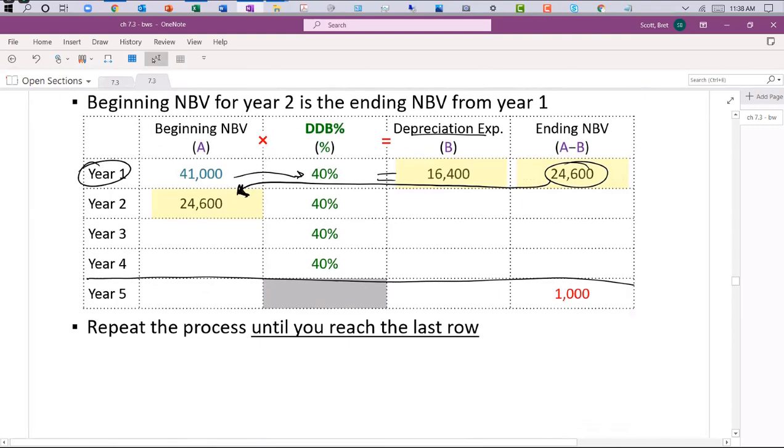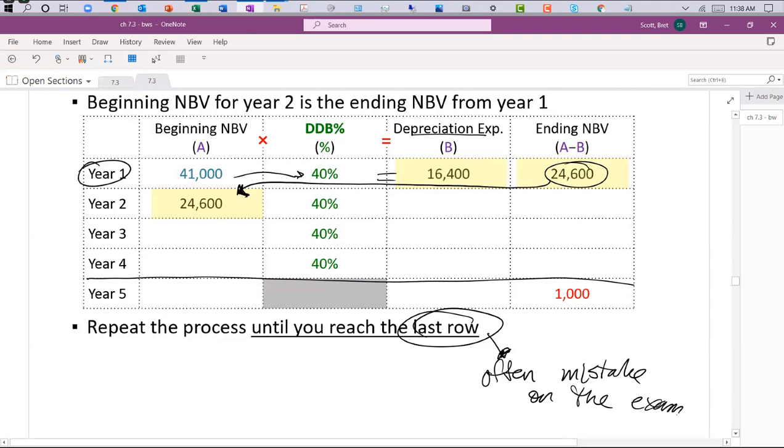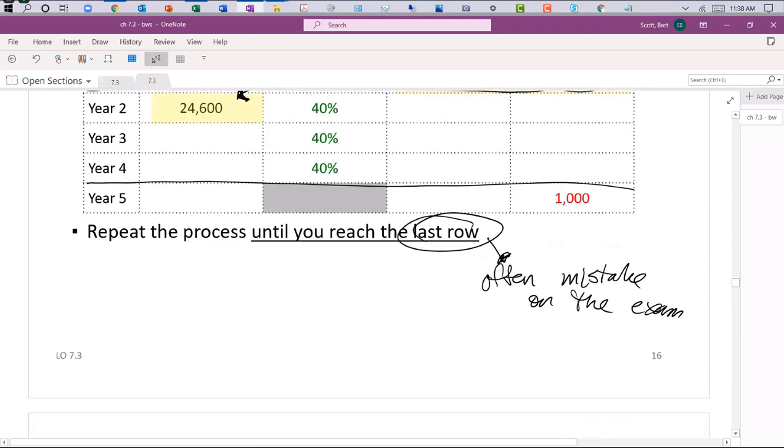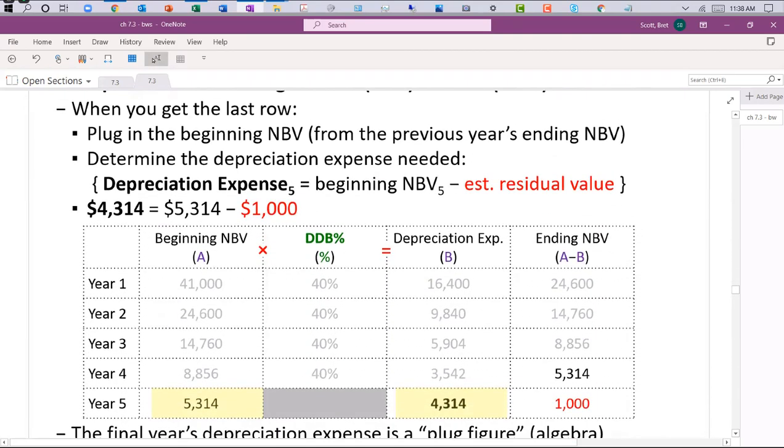So you want to be careful. Repeat the process until you reach the last row. Don't make this mistake. This is often a mistake on the exam, is to keep going. You want to stop at year 5. So if we fill this in, if we do the math, which isn't too challenging, you do have to scribble some things out, but this is sort of like a simplified chart. Your homework will have you practice filling this out too. So get all the way through.